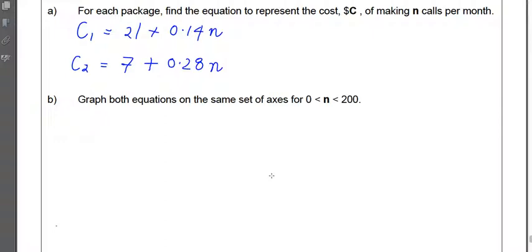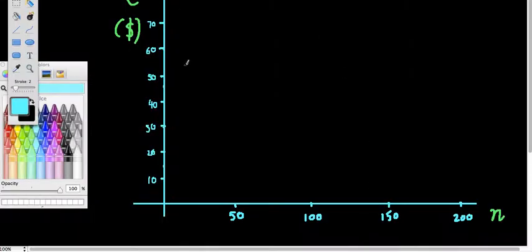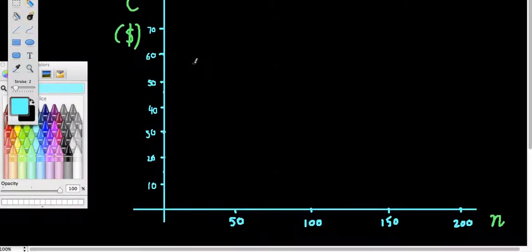What I'm asked to do next is graph both of these on the same set of axes. So both graphs are going to be on one single set of axes, and you'll notice it says for n is between 0 and 200. So really all I need at this point is the positive part of the y-axis, because I'm not going to have a negative cost, and I just need my x values, or my n values in this case, to be between 0 and 200. Now I'm actually going to draw this using a different program just to make it easier to draw. And I've set up a set of axes already for this.